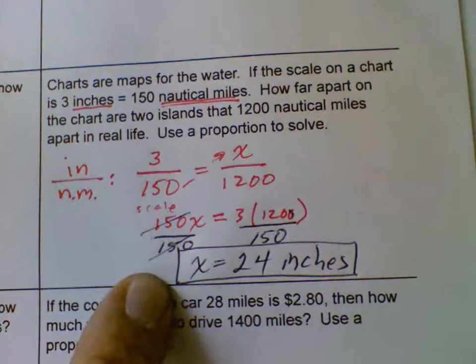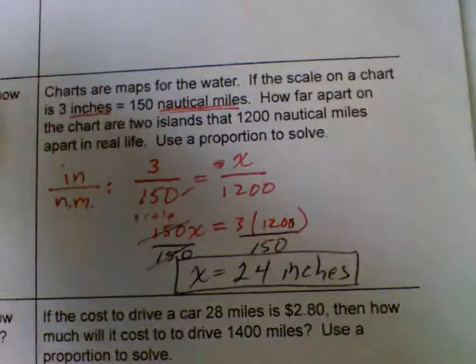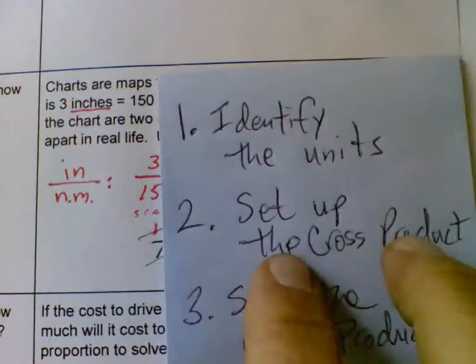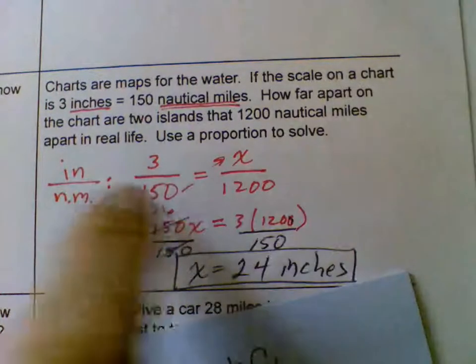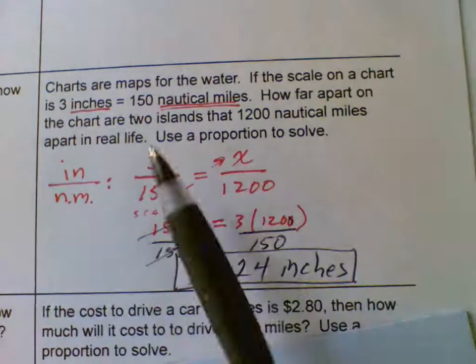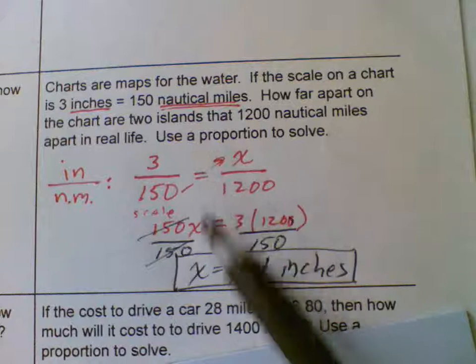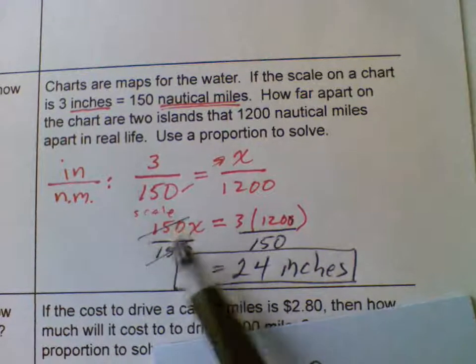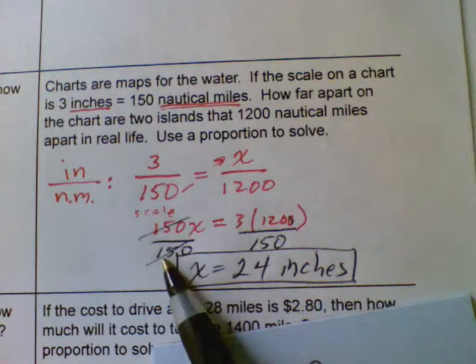Okay, I hope that helps. But did we not do what we said we ought to? We identified the units. We set up the cross product. Right? Now I have the units in place. And then we solved using the cross product. Make sure you multiply both sides, set it equal to each other, and solve by dividing by what x is being multiplied by. Hope this helps.